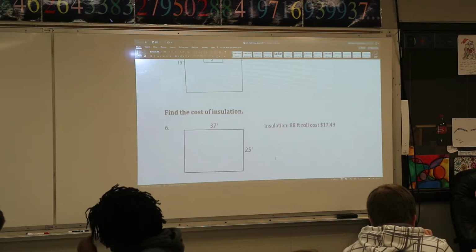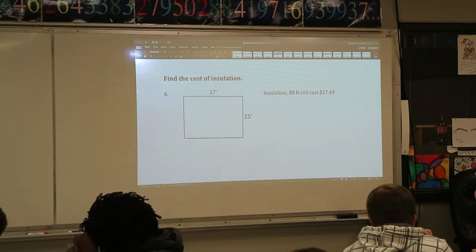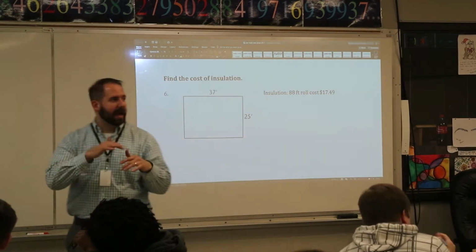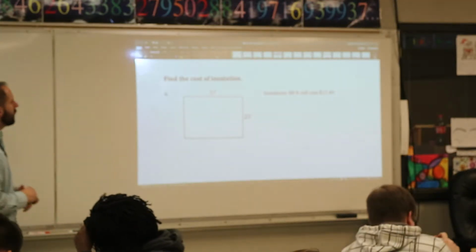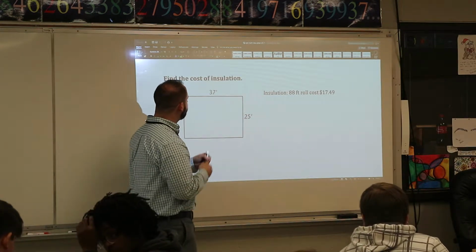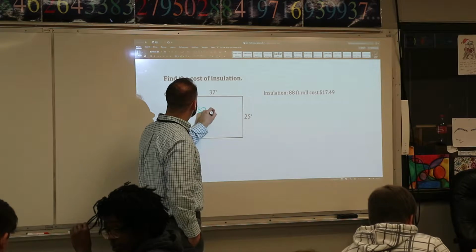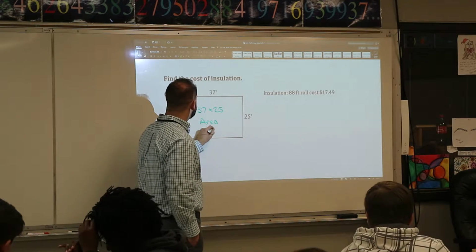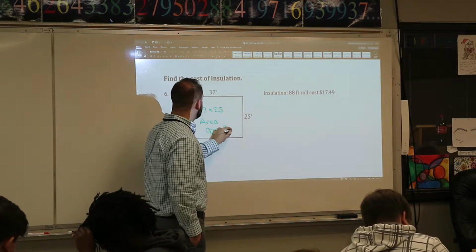All right, next one. Number 6, insulation roll. This is where you have to find the square footage. We're just doing the attic, we're not doing the walls. So the cost of insulation. So what we're gonna do first, multiply the 37 by the 25. We have to find area first. 925. So 925 feet squared.